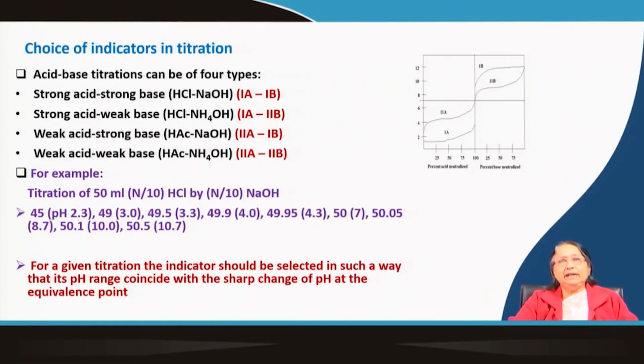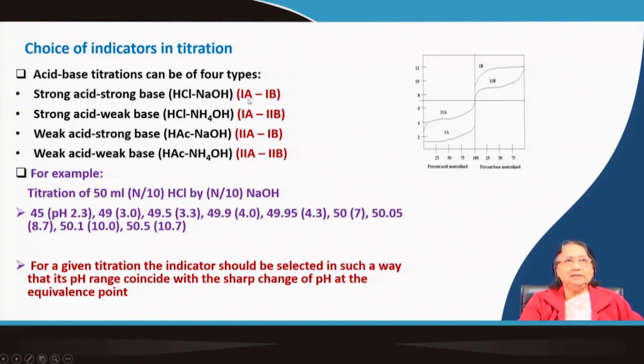Now, the choice of indicator: how will you choose an indicator? There are different kinds of titration you may take up. For example, for acid base titration, there may be 4 different types. It may be a strong acid versus strong base, strong acid versus weak base, weak acid versus strong base, or weak acid versus weak base. Okay. Examples are also written.